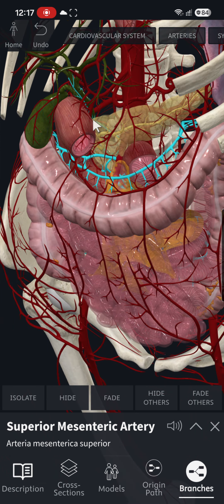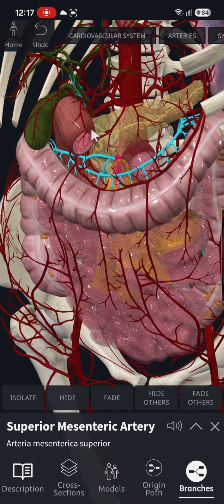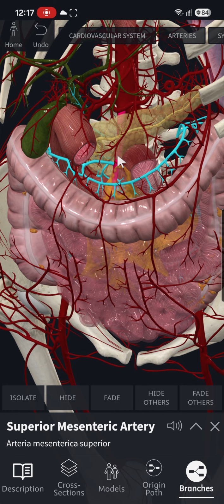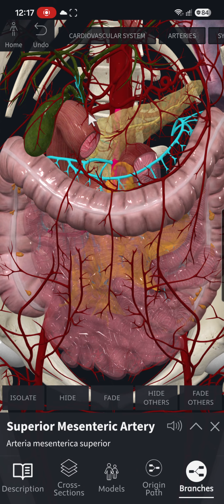Okay, so first it gives off right here the branch that goes upwards to supply the pancreas and the duodenum, right? So the pancreas is supplied by the splenic artery, the superior pancreaticoduodenal, and the inferior pancreaticoduodenal, okay? After that, we have the duodenum and the ileum. So we have duodenal branches and ileal branches, right?